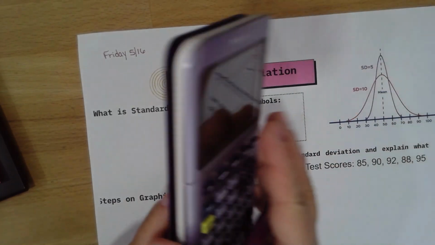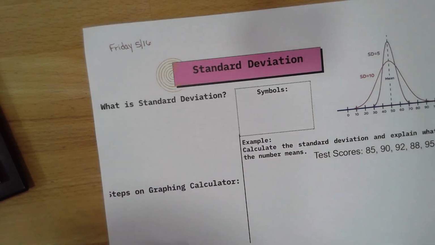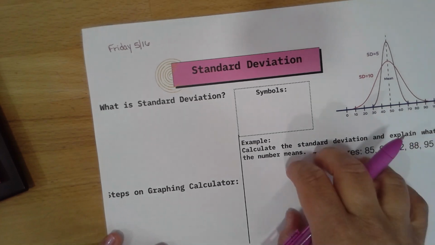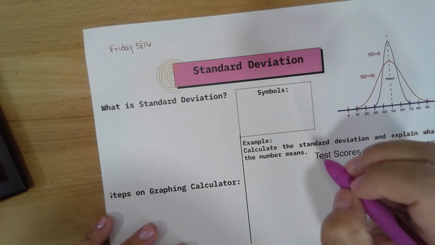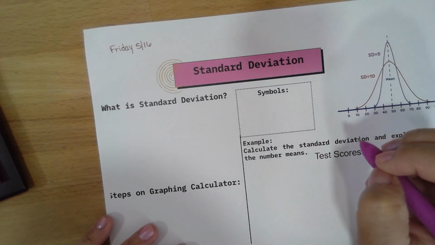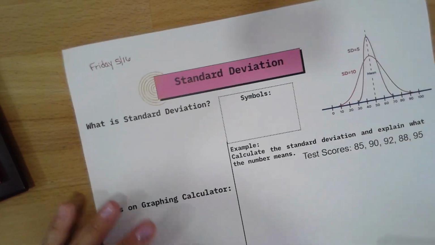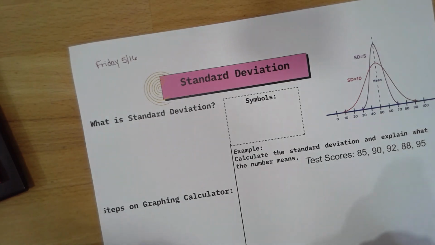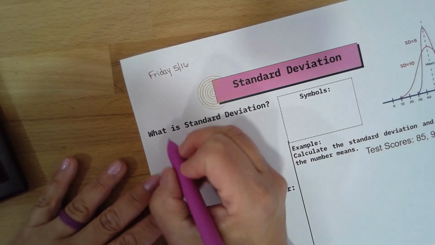So again, you need your graphing calculator. I'm going to teach you how to calculate the standard deviation, talk about what it is, give you some symbols. So you need to know it by hand and by calculator. I also recommend you go back to Canvas and watch the other video that I'm going to post that explains a little more about the bell curve and what the standard deviations really mean. So what is standard deviation?